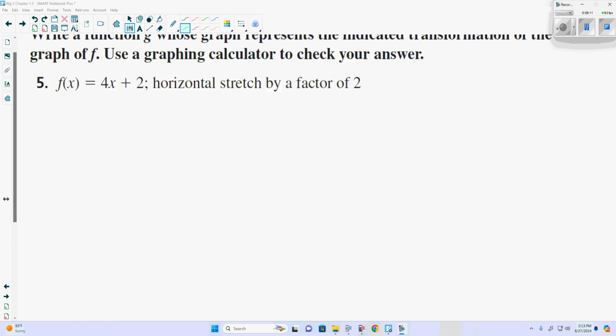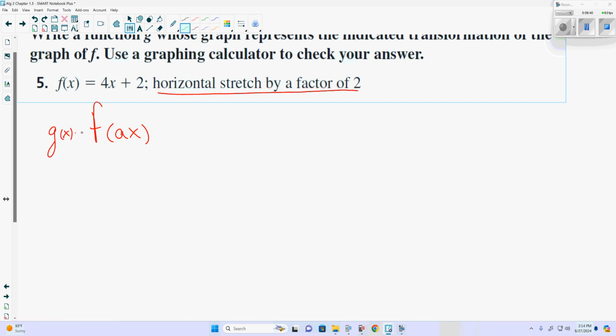Now, this one here, we have what kind of transformation? Horizontal stretch. Now, the general form for horizontal stretch, as we have over here, is f of a times x. That's the general form for applying this transformation. Now, the problem told us we're going to name it g of x. The way we name it's not the biggest part of this. We just need to give it a name.